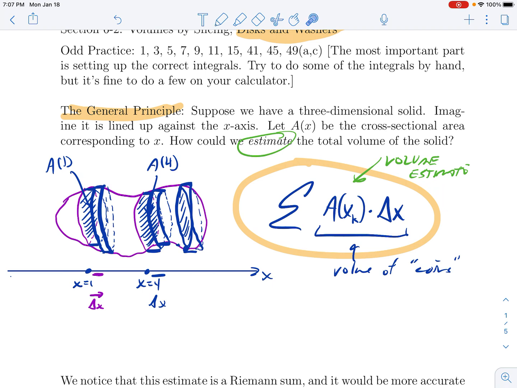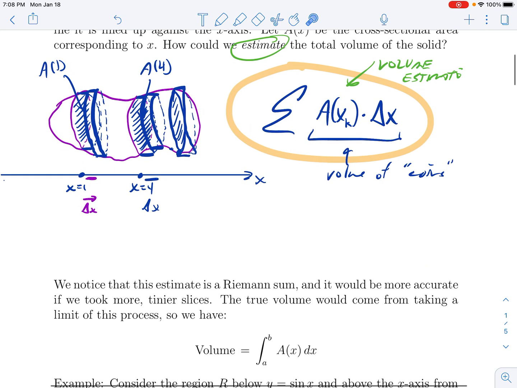Well, hey, it looks like a Riemann sum, a value of a function times some sort of width or thickness, and then I add those all up. What turns this estimate into the true answer? A limit. And the limit of a Riemann sum is an integral.